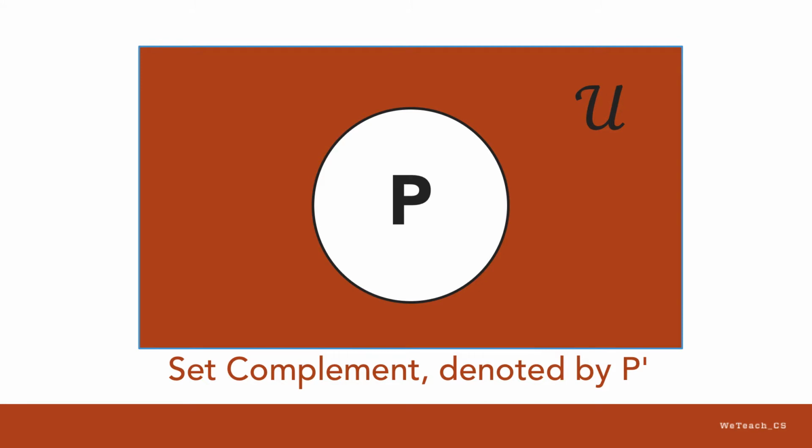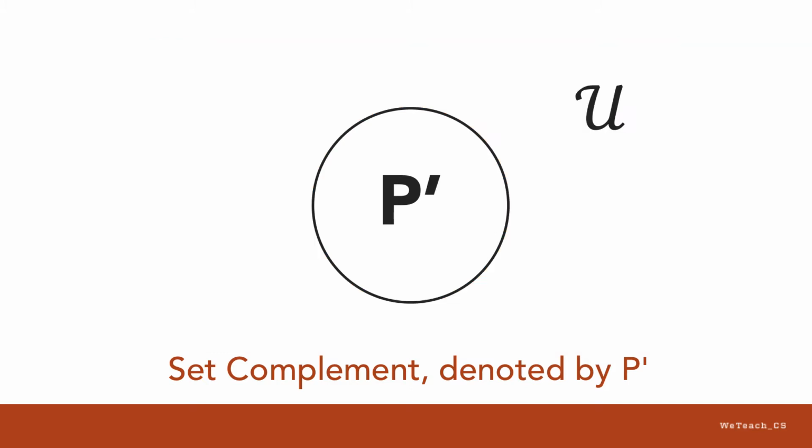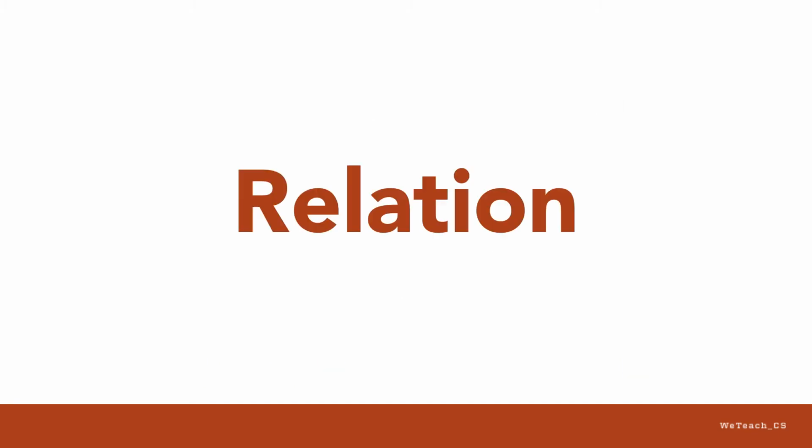Set P is a subset of set U, and its complement is denoted by P prime. Remember that the complement is the set that contains all the elements of the universal set not found in P, which is U minus P, which will give us the P complement. Now let us move on to relations.